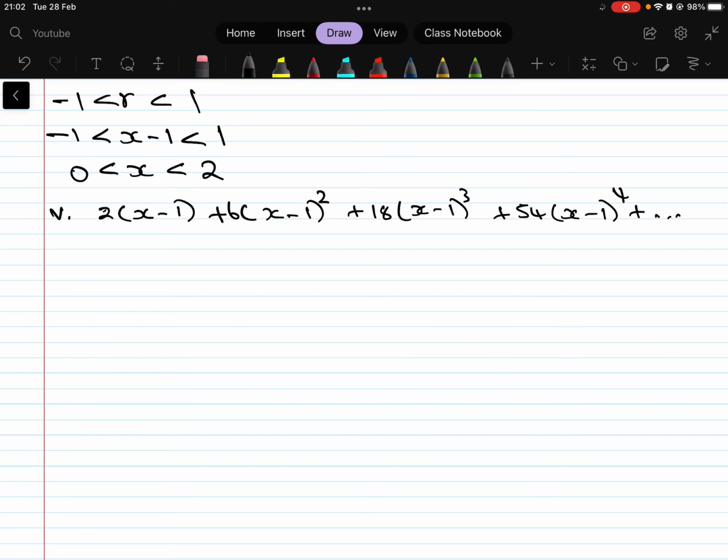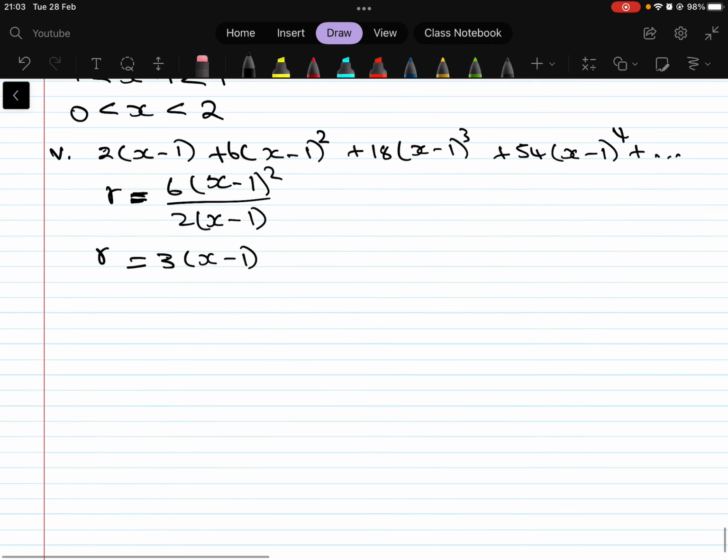Again, I would advise that you just start by calculating the value of r, or try to get the simplified version of r. How you get r is still the same way: term 2 divided by term 1, and then 6 divided by 2, that is 3. x minus 1 squared divided by x minus 1 is basically x minus 1. That is your simplified version of r.